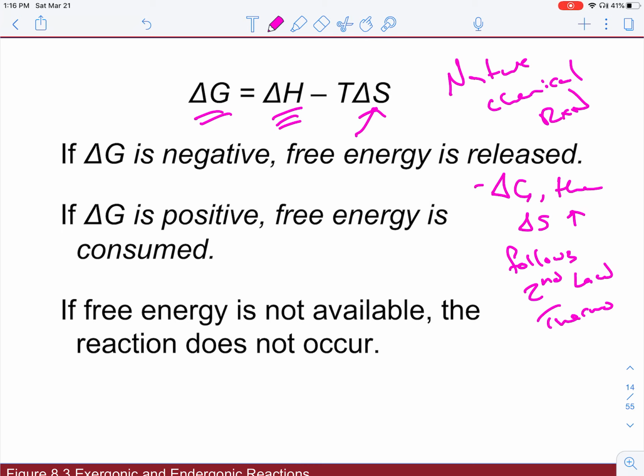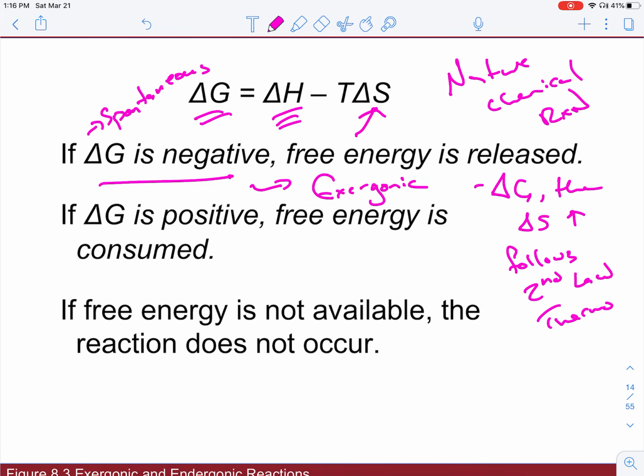And a negative delta G therefore indicates an exergonic reaction, and one that is a spontaneous reaction, which means for our purposes, it doesn't need any energy in order to go forward.